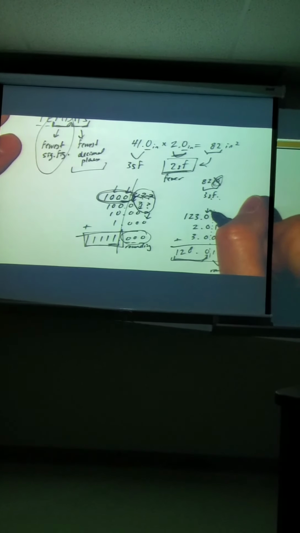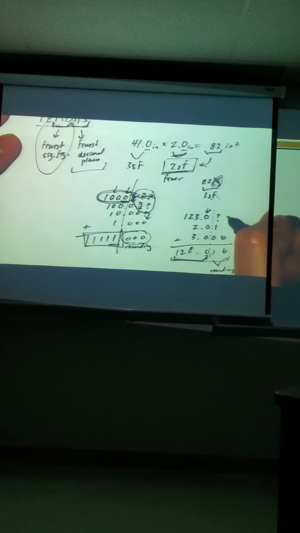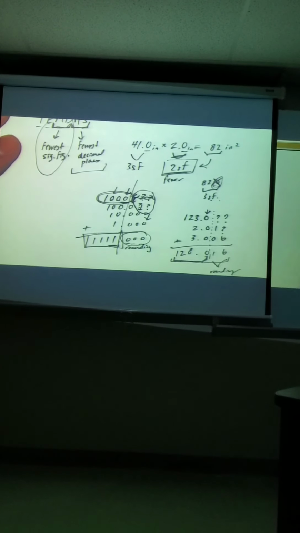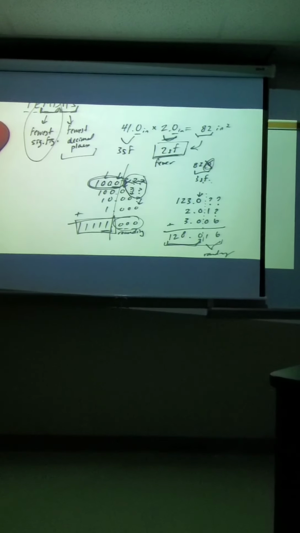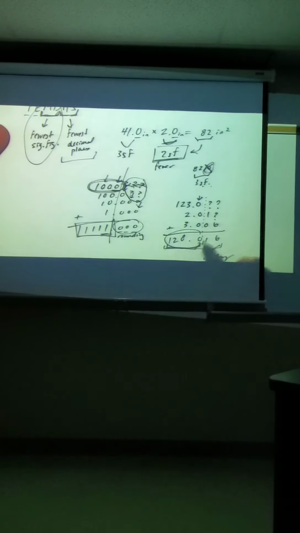Stop at the tenths place because we don't know what was here. Since we don't know, we can't guess. If these were 8s or 9s, that would change everything. So be careful, stop your numbers where your weakest number was stopped, and that's addition and subtraction.